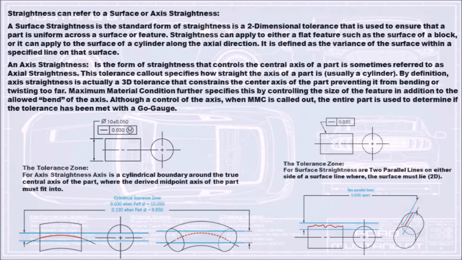Axis straightness is the form of straightness that controls the central axis of a part. It is sometimes referred to as axial straightness.